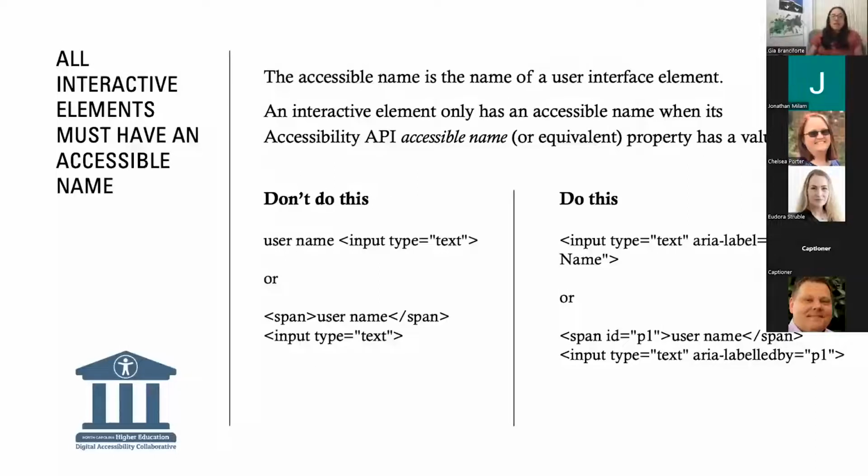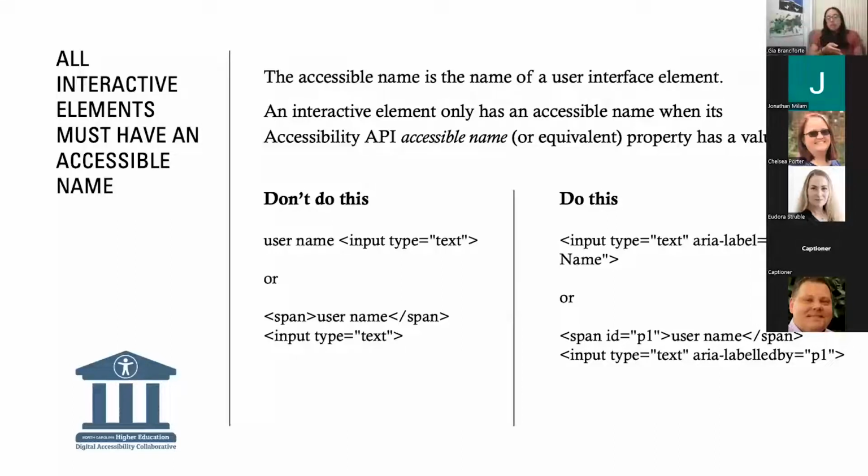Okay, last part is all interactive elements must have an accessible name. So the accessible name is the name of a user interface element, and an interactive element only has an accessible name when its accessibility API accessible name or equivalent property has a value. Essentially what that means is the accessibility API is the software that your user is using to access the site using assistive technology. And so there has to be a name that that software can specifically pick up.